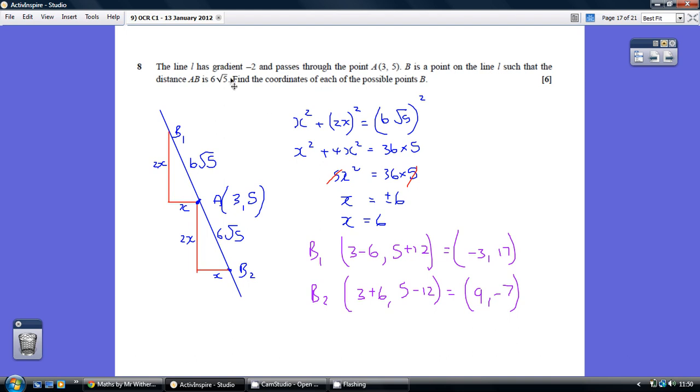So it could be done other ways. You could work out the equation of the line and other stuff, but I think this is by far the easiest way.